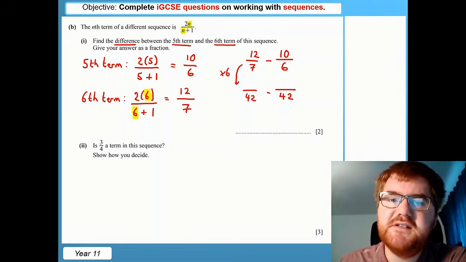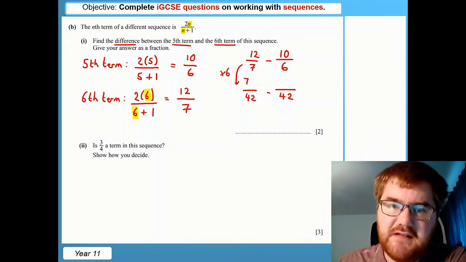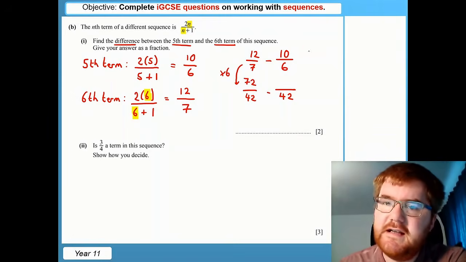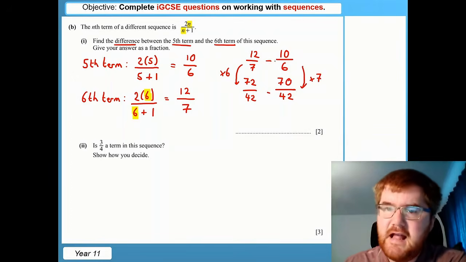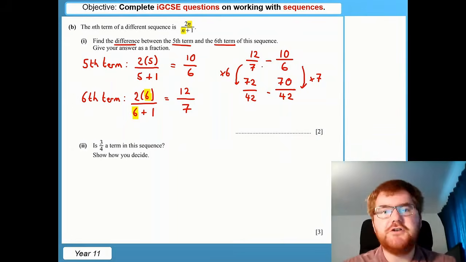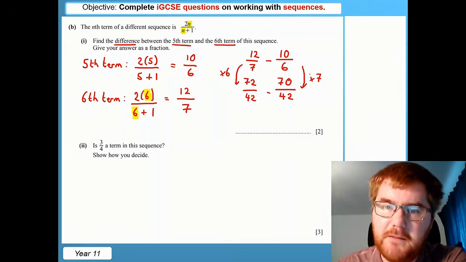So 12 times 6, that's going to be equal to 72. Again, check this on the calculator. What do we do to 6 to get to 42? Well, we times by 7. So 10 times 7 is equal to 70. And now we can just minus the fractions by minusing numerators, the top numbers.